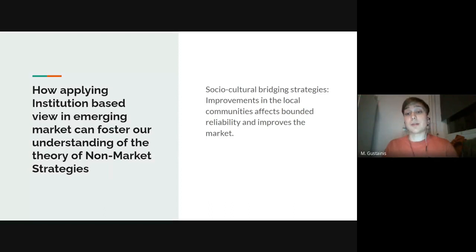So what that really means is that the local communities, when seeing that the companies try to bridge the gaps, maybe between social inequality, or by creating better infrastructure, schools, or any way that sees fit for a community, would increase the trust that the community gives the firm, and also put their roots in the country or the area, so that the firm can conduct business better and have reliability over the people, and improve the market for everybody.